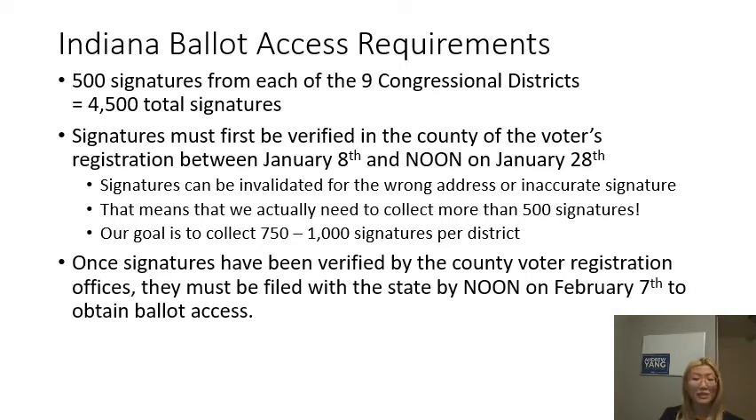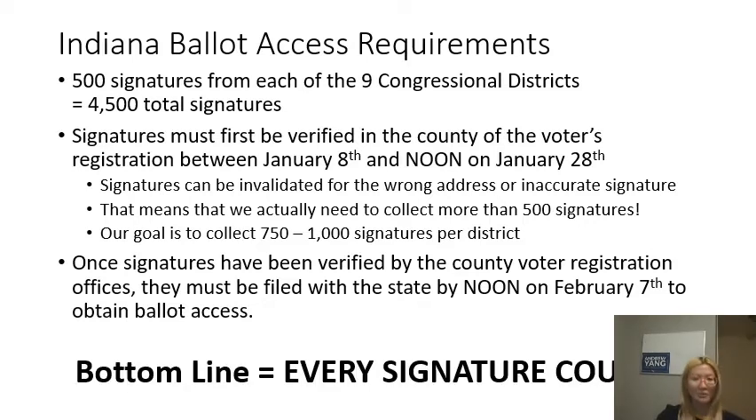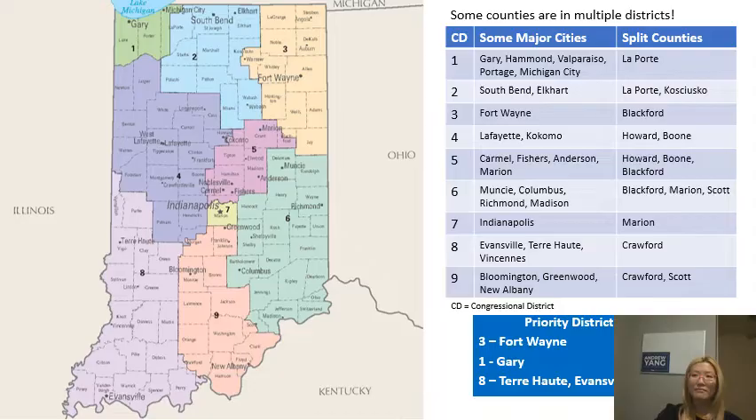Once the signatures have been verified by the county voter registration offices in each of the different counties, they have to be filed with the state by noon on February 7th to obtain ballot access. So it's very, very important that we get every single signature we can, and that is the bottom line.